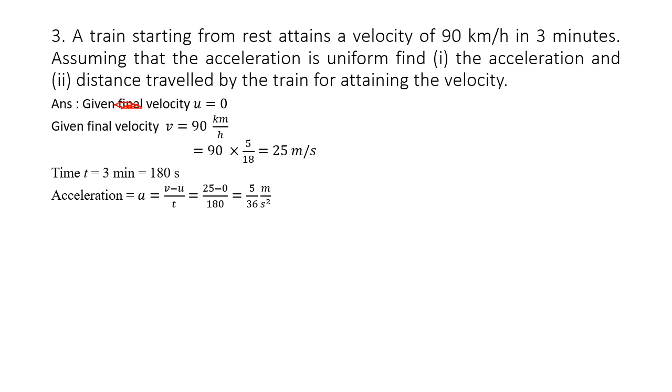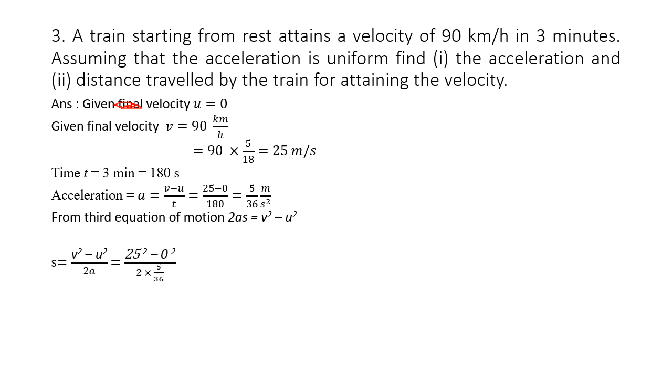Now using the acceleration, we have to find the distance. This time we are going to use the formula 2as equal to v square minus u square, or s is equal to v square minus u square upon 2a. So what is v? 25 square, u is 0 upon 2 into a, 5 by 36. 25 square is 625. 625 minus 0 is 625, and here we have 2 1s are and 2 18s are, but that 18 will now go into the numerator.